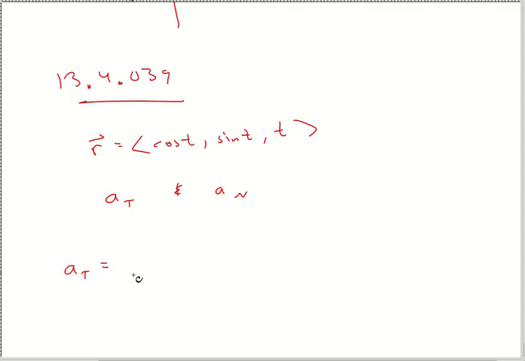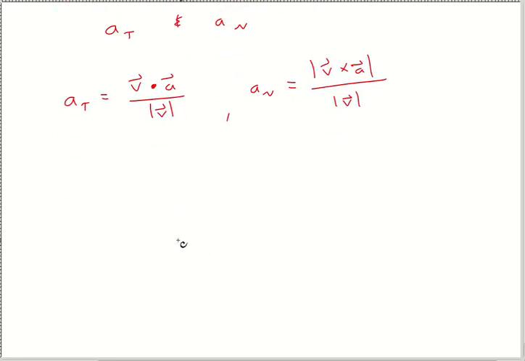So a sub t, or a of t, is v dot a all over magnitude of v. And a sub n is going to be the magnitude of v cross a divided by the magnitude of v. Okay, so those are my formulas. That's what I'm going to use.